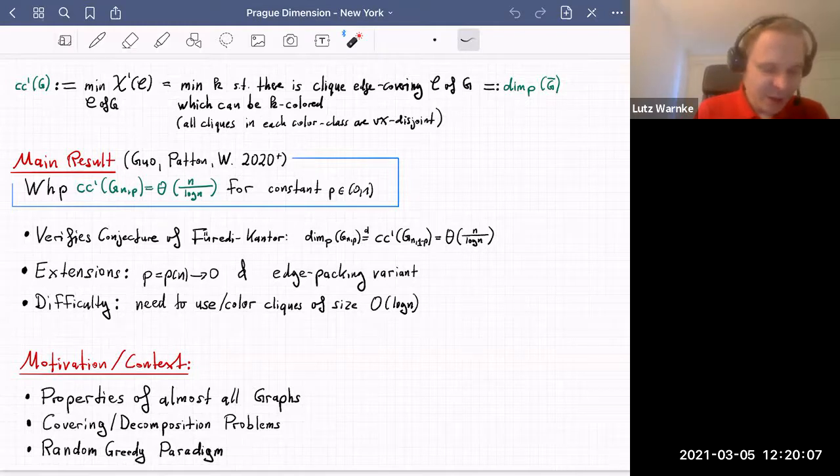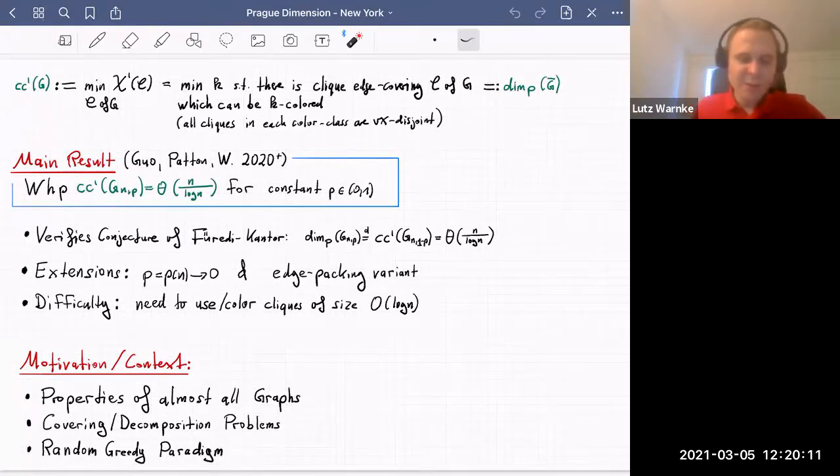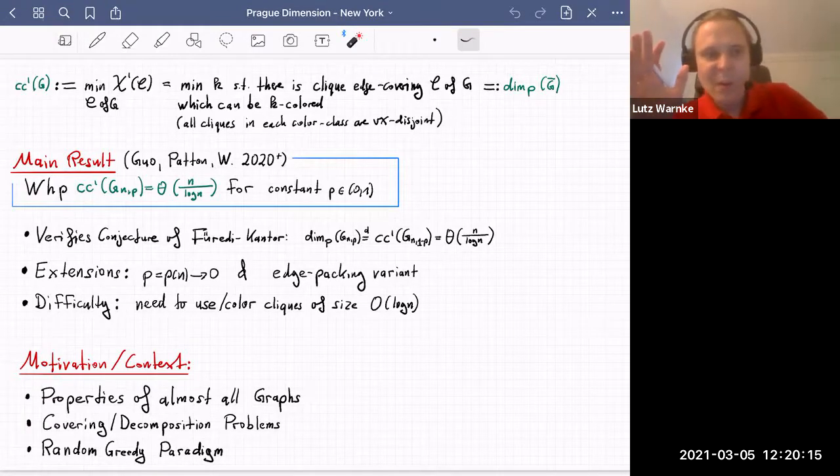The third motivation, which is maybe how I arrived at this problem, is in terms of interesting proof techniques. To prove the result, we need to prove an upper bound on this parameter. To do that, we effectively need to construct a clique edge covering, and we also need to construct a coloring of this clique edge covering. Both of these steps use algorithmic tools. In fact, we're going to use randomized algorithms to achieve these goals.